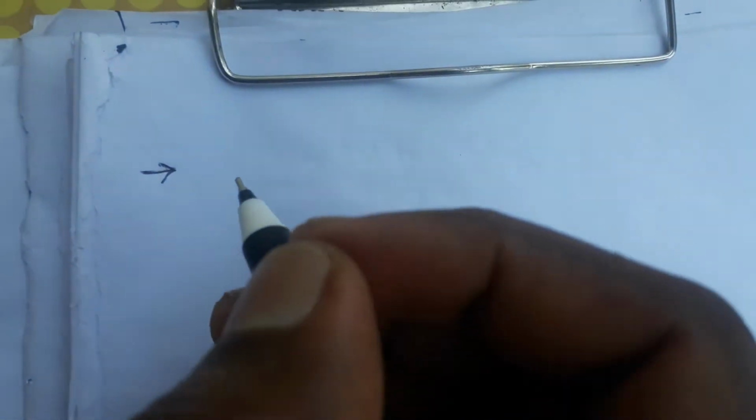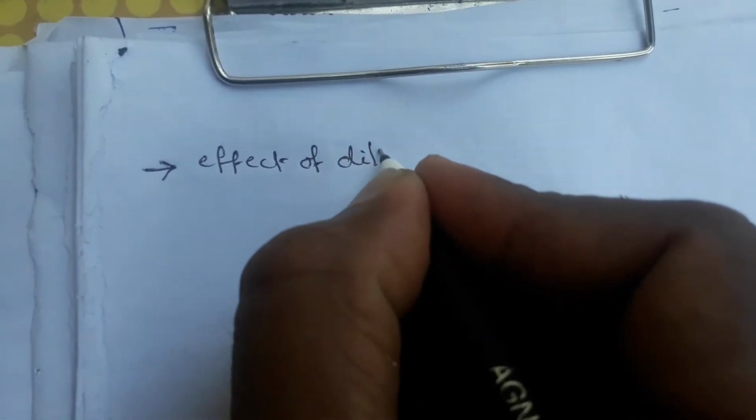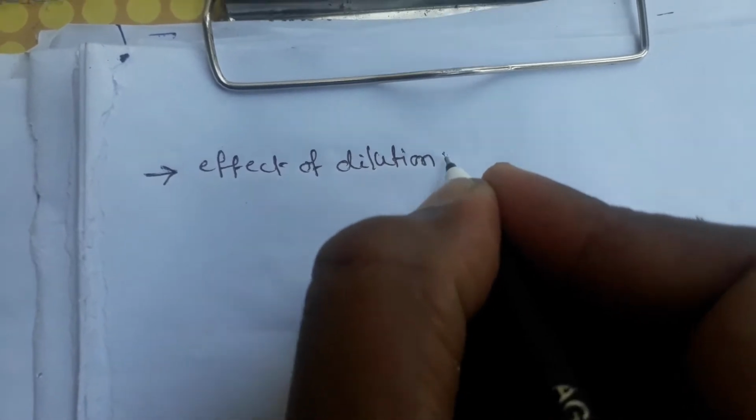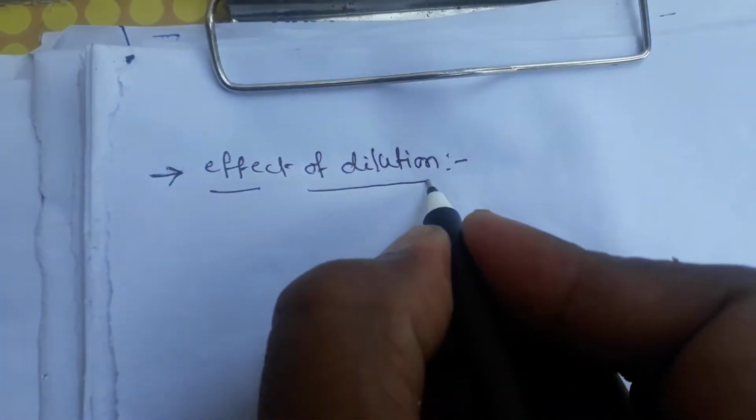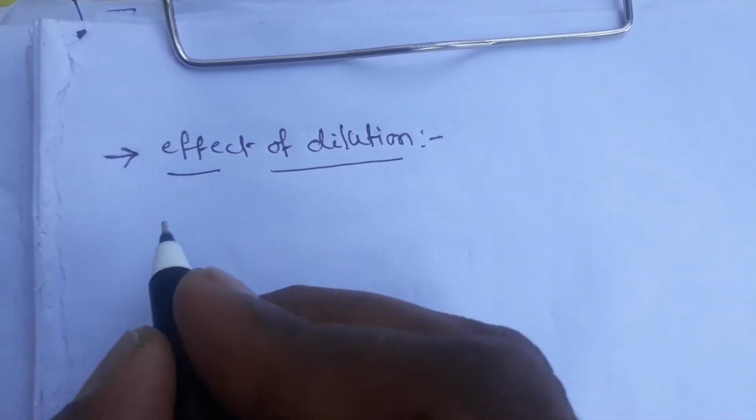In the previous class we discussed the effect of dilution on weak and strong electrolytes. In this class also we will see more details of strong and weak electrolytes. So, effect of dilution. You know the meaning of dilution from our previous video, and here the effect of dilution.